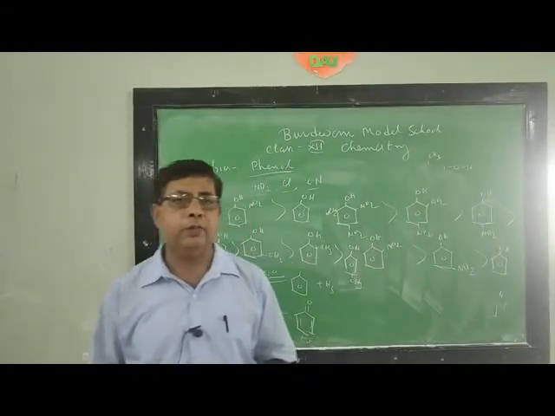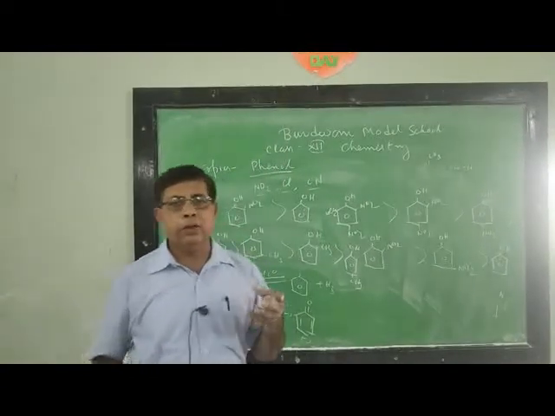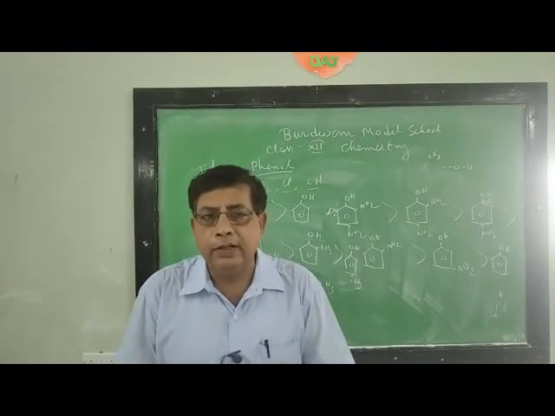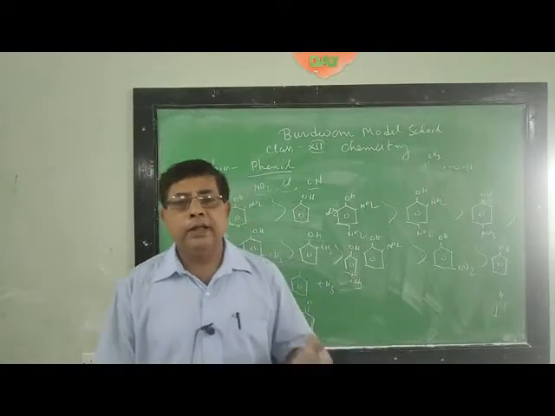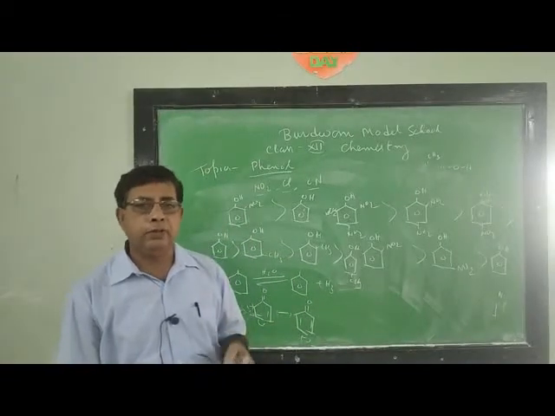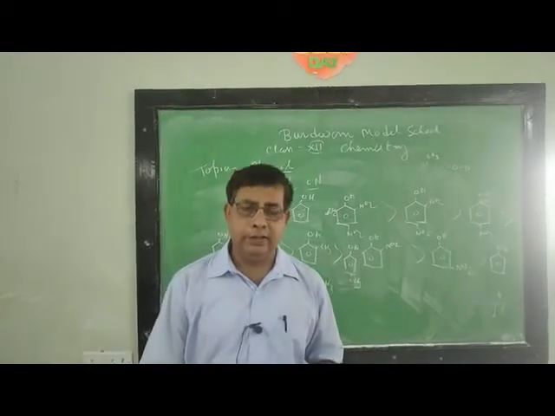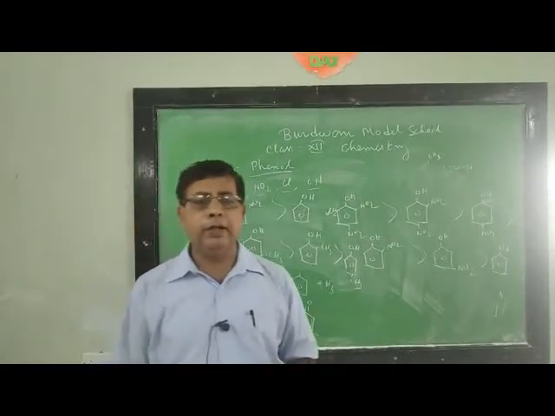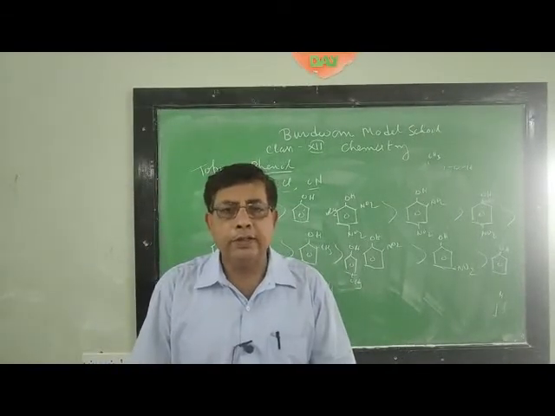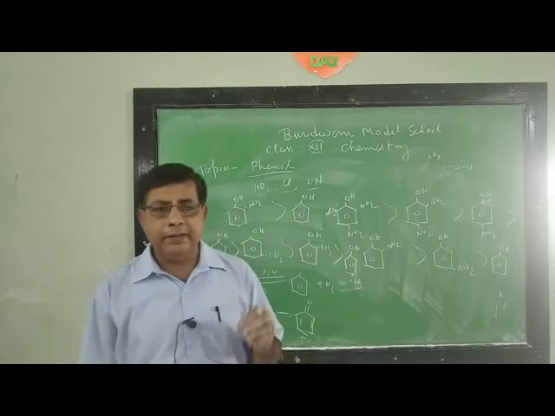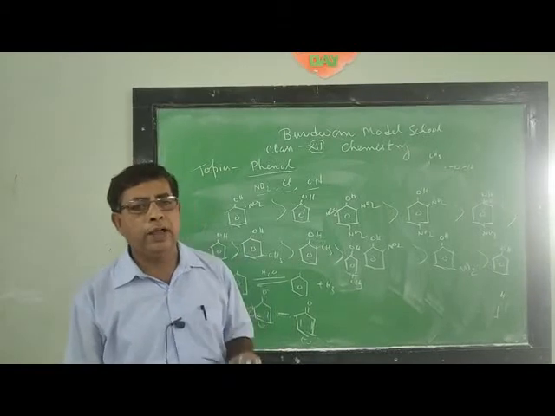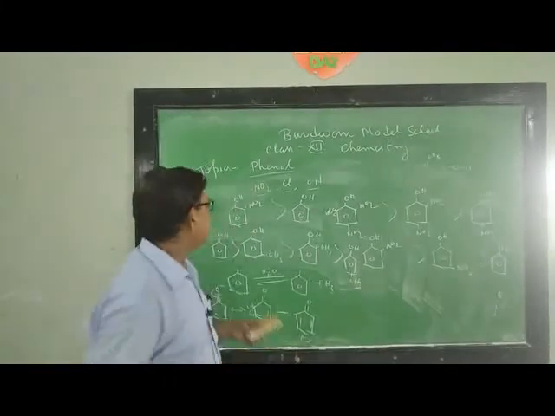So this is very important. You must remember that when electron withdrawing groups like NO2, CN, halogen are present in the benzene ring, they increase the stability of the phenoxide ion, so acidic character increases. But if electron releasing groups like alkyl group, NH2 group or OH group are present in the benzene ring, they decrease the stability of the phenoxide ion by releasing electrons, so acidic character decreases.